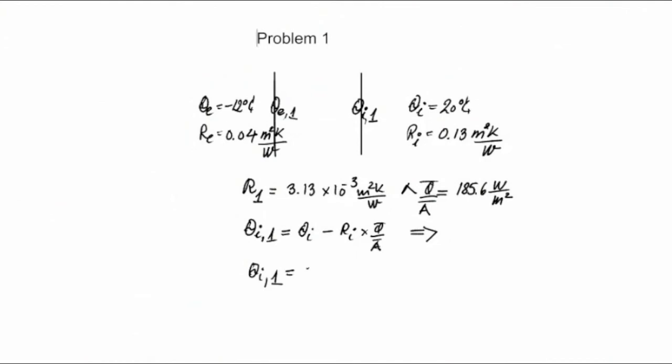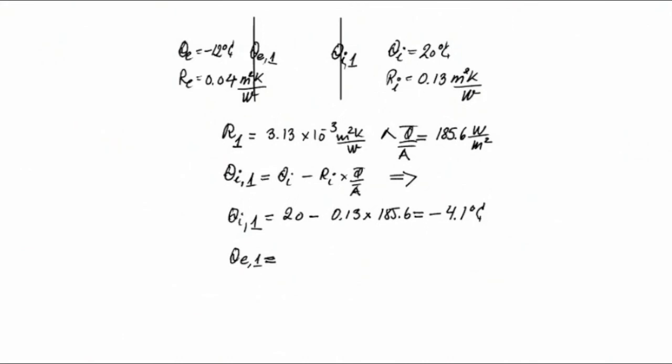So it's 20 minus internal resistance, and internal resistance is 0.13, and then 0.13 must be times with heat transmission, which was 185.6, and that is the same as minus 4.1 degrees Celsius.